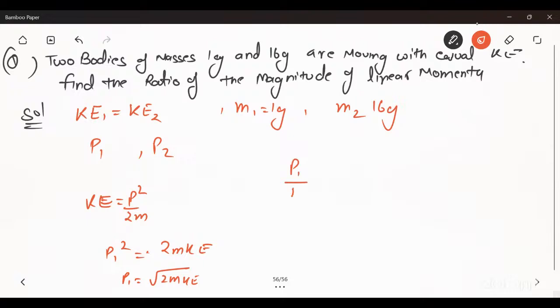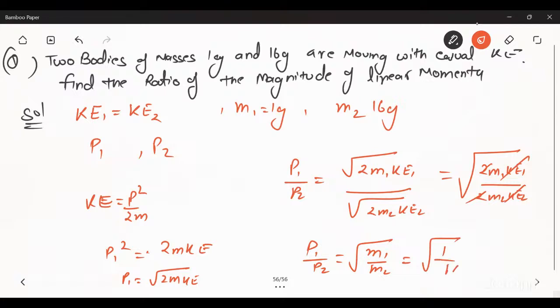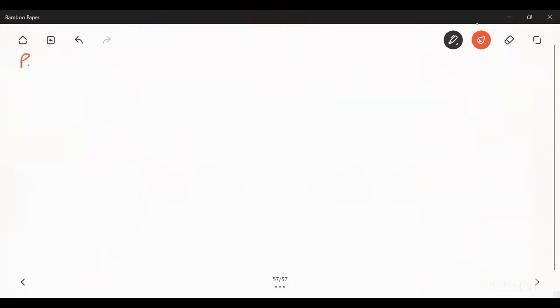Now P1 ratio P2, means P1 upon P2, is equal to under root 2m1 KE1 upon under root 2m2 KE2. We can write it as under root of 2m1 KE1 upon 2m2 KE2. As KE1 and KE2 are equal, the 2 and 2 cancel, and KE1 and KE2 cancel. So P1 upon P2 is equal to under root M1 upon M2. M1 is 1 gram and M2 is 16 gram. So the ratio will be 1 upon 4. So P1 ratio P2 is 1 ratio 4.